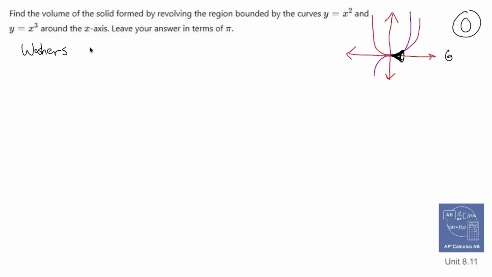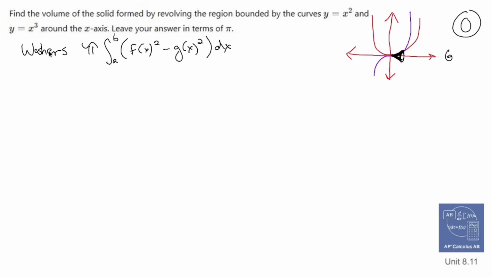The washers method is found by doing pi times the integral from a to b, and we'll figure out what a to b is in a minute. We're going to take your original equations. One of them is going to be f of x, one of them is going to be g of x. So let me not label things yet. We're going to take one equation, f of x, square it, and then subtract g of x, which we're going to square too, and then dx.